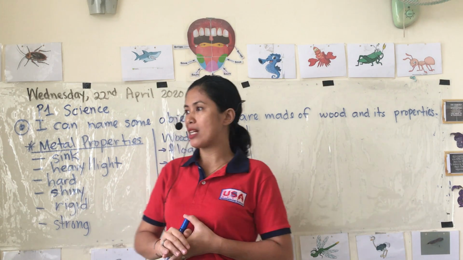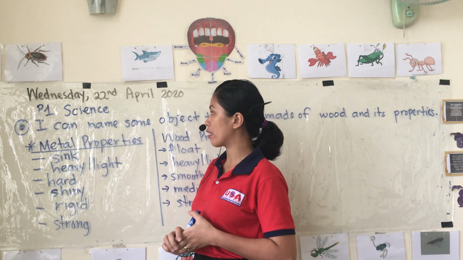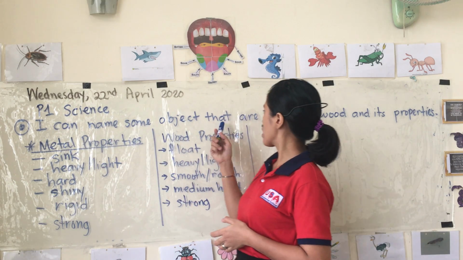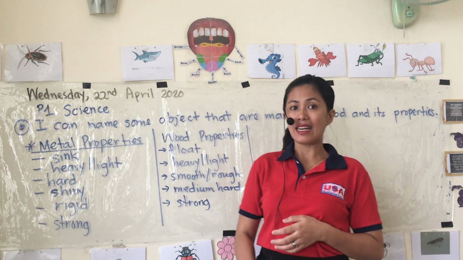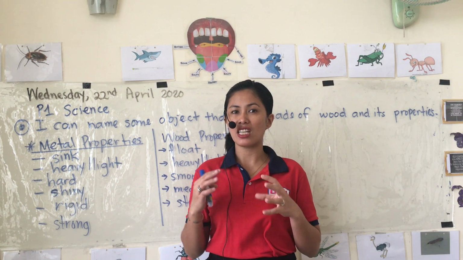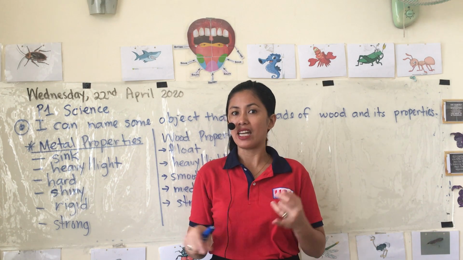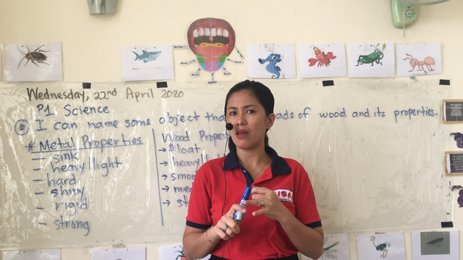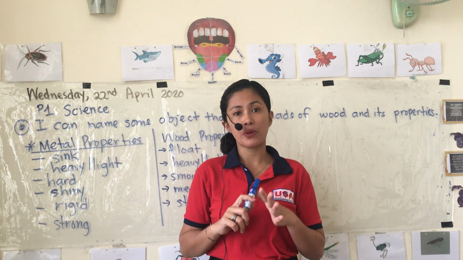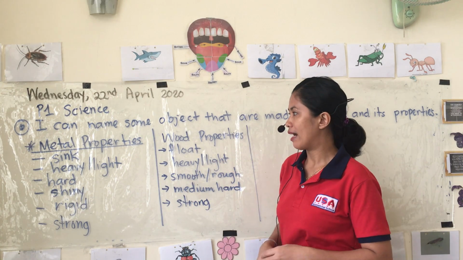Okay, so today our objective or learning target is: I can name some objects that are made of wood and its properties. So again, properties are the distinguishing qualities of a certain material, by telling its color, its shape, its size, its weight, and its temperature. Temperature: is it hot, is it cold, is it warm, like that.